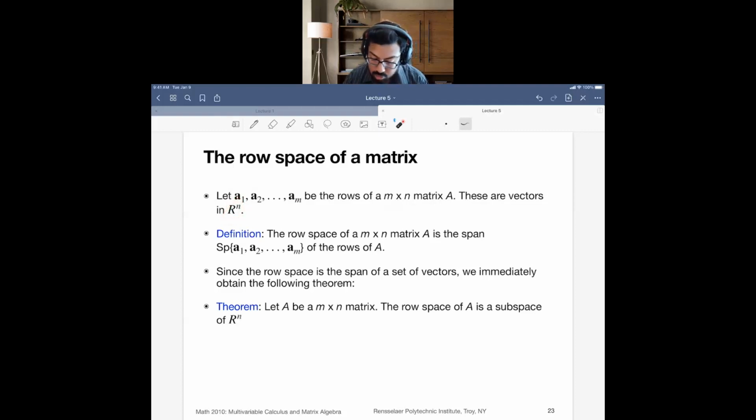The definition is the row space of a matrix is the span of all the rows of A. Since the row space is the span of a set of vectors, we can write this particular theorem. The row space is going to be a subspace of R to the n. So exactly the same way as we said the null space was a subspace, and the span was a subspace, we are able to also say that the row space of A is going to be a subspace of R to the n.